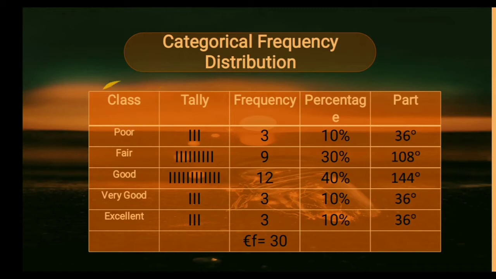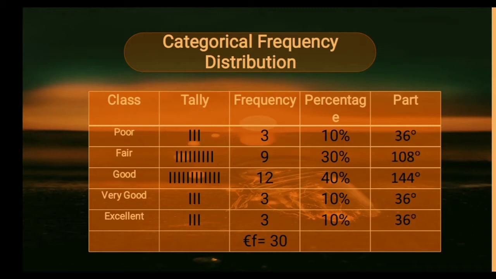In the poor, there are 3 who responded. In the fair, there are 9. In the good, there are 12. In the very good, there are 3. And in the excellent, there are also 3. Then the next is the frequency. In the frequency, we will just count the number of the tally, then write it.